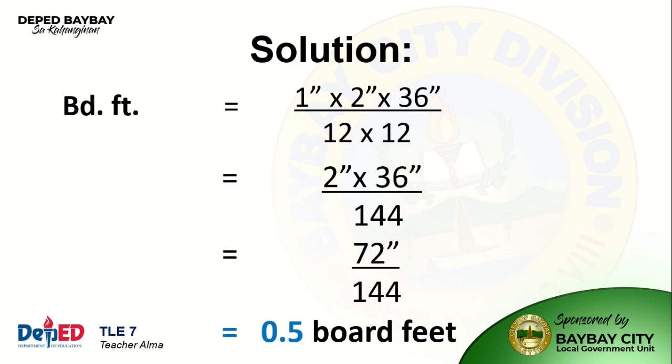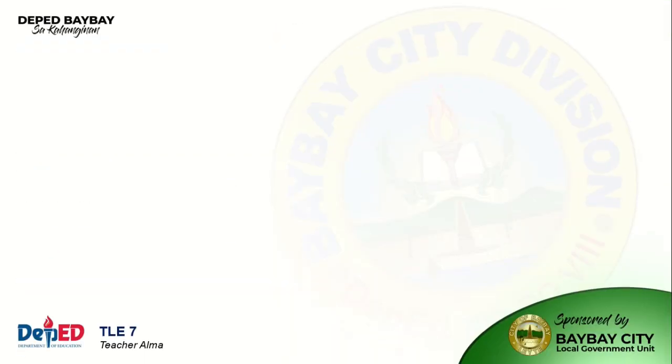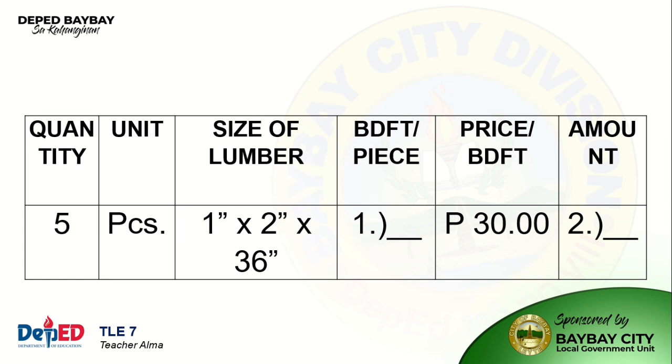Now the board feet per piece of 1 inch by 2 inches by 36 inches size of lumber is 0.5 board feet. Now to get the total cost amount of lumber for item number 2, if the price is 30 pesos per board feet, we must multiply 30 pesos to the board feet per piece, which is 0.5 times 5 pesos for its quantity for a total of 75 pesos. So the total cost of lumber for item number 1 and 2 is 75 pesos.